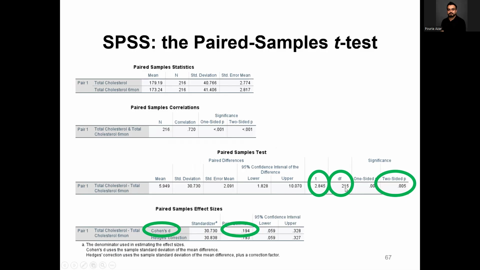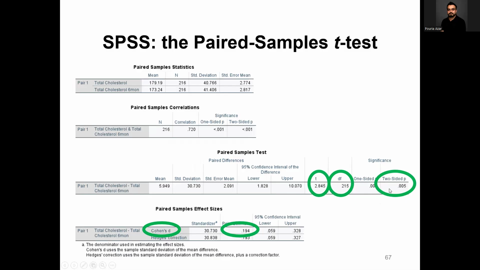So the degree of freedom is sample size minus one. So 200, because I have just one sample, right? I'm just comparing pre and post, so I'm using the same subjects. That's why the degree of freedom is sample size, or n minus one. So 216 minus one is 215.